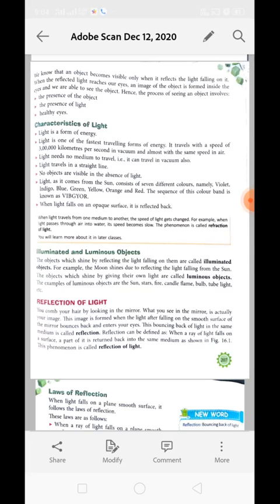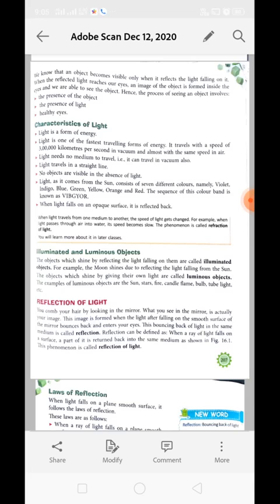The third characteristic of light is that it does not need a medium to travel. Sound waves need a medium like solid, liquid or gas to travel through, but light does not require any medium. That is why light from the sun reaches us every morning, even through space, because light can travel in vacuum. Vacuum means where there is no medium present.